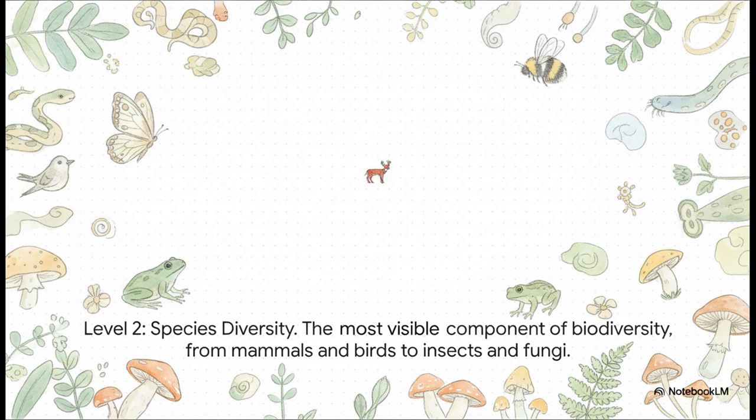Okay, zooming out to level 2, species diversity. This is the one we're all most familiar with, right? It's the incredible variety of all the different forms of life we see around us. And get this, we've described about 1.7 million species so far, but scientists think there could be as many as 12.5 million out there. It's just the sheer number of different players on the field.